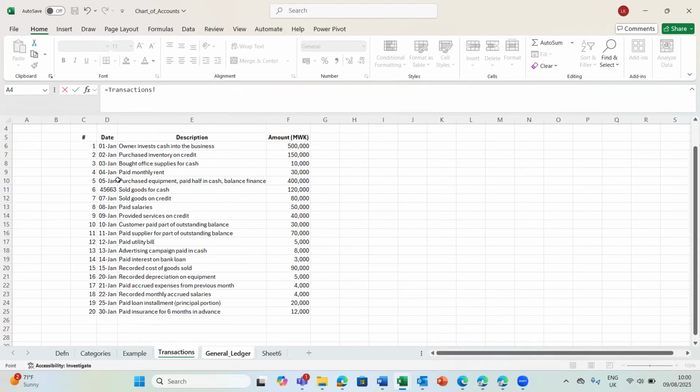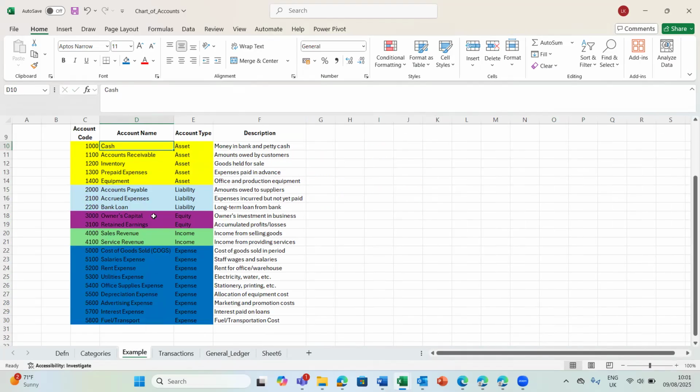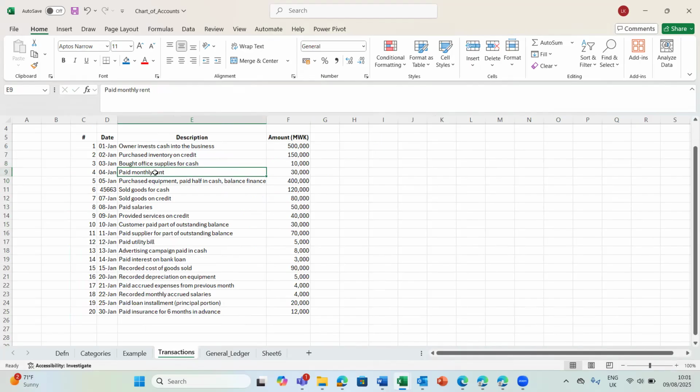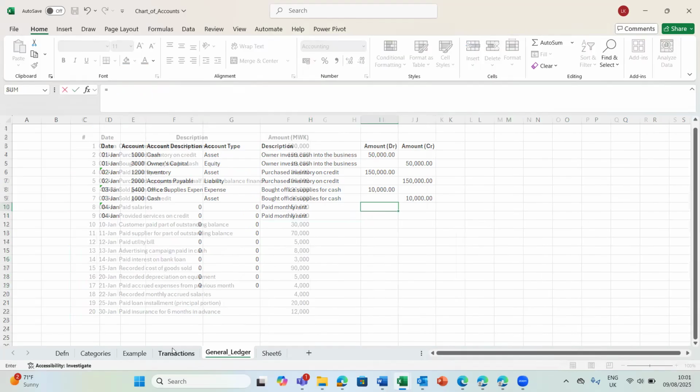Let's go again. On the 4th of January, we paid monthly rent. Okay. So let's do the double entry on the 4th of January. We paid monthly rent. We debit one account, we credit another.